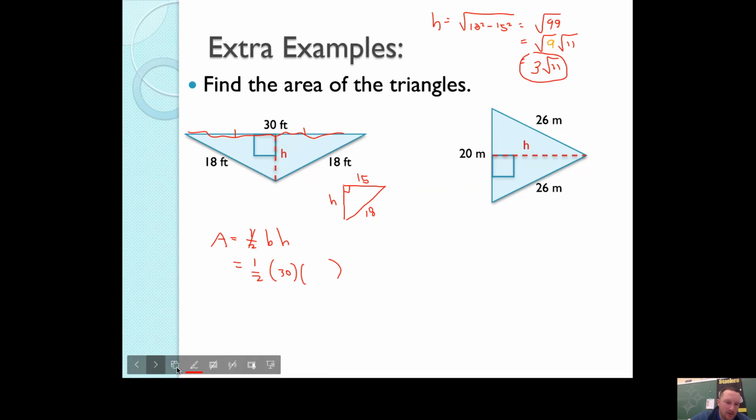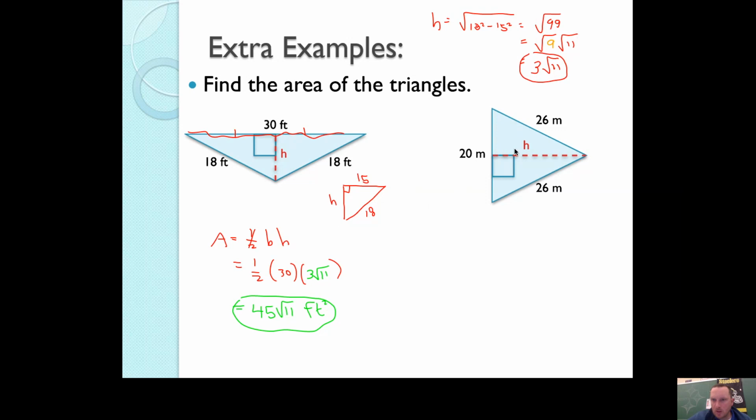So this guy is what you had to find. I'll make him a different color. 3 square root of 11. That's your height. You could say this as 3 times the square root of 11 or 3 square roots of 11. Now, you need to simplify this. 30 times 3, that's 90. Half of 90 is 45, and you still have to multiply that by the square root of 11. This is the exact answer. I know this seems weird. Typing it in your calculator is going to give you a decimal. You need that square root of 11, so just multiply those 3 together. You can do that in your head. Don't forget your unit. The unit's got to be squared.